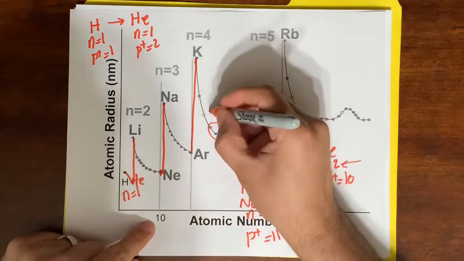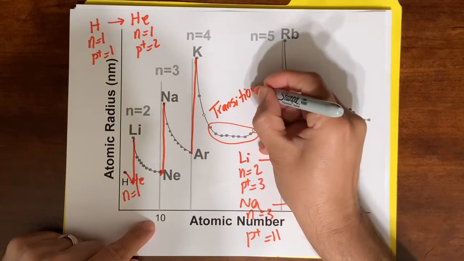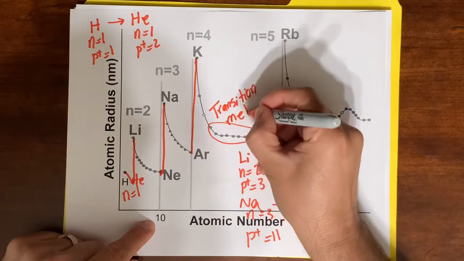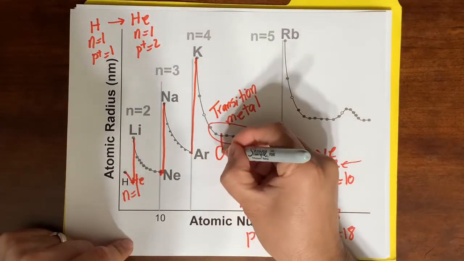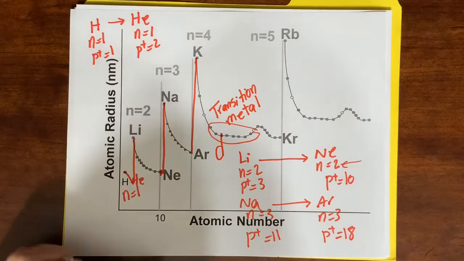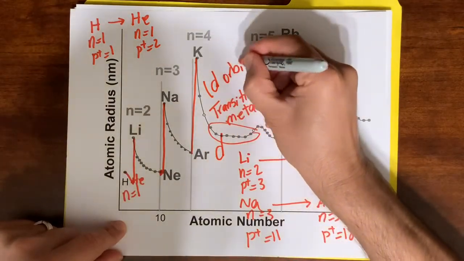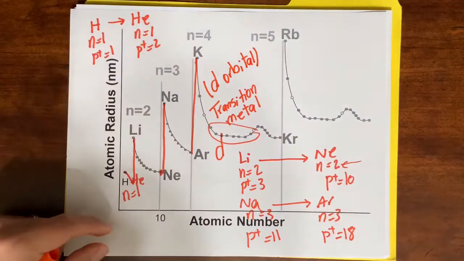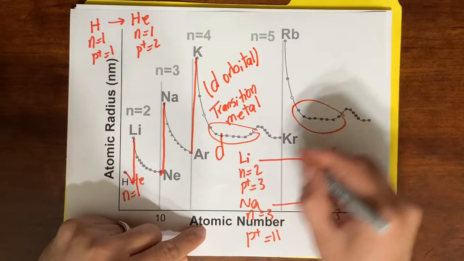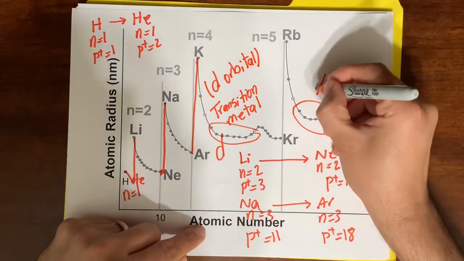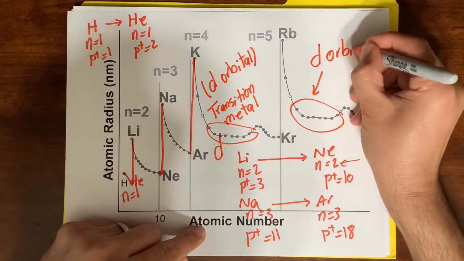This is a transition metal area. That means you're talking about d orbital. We have d orbital as the last orbital, and you see the same thing here. Again, this one is flat, and this one belongs to the transition metal area or d orbital.